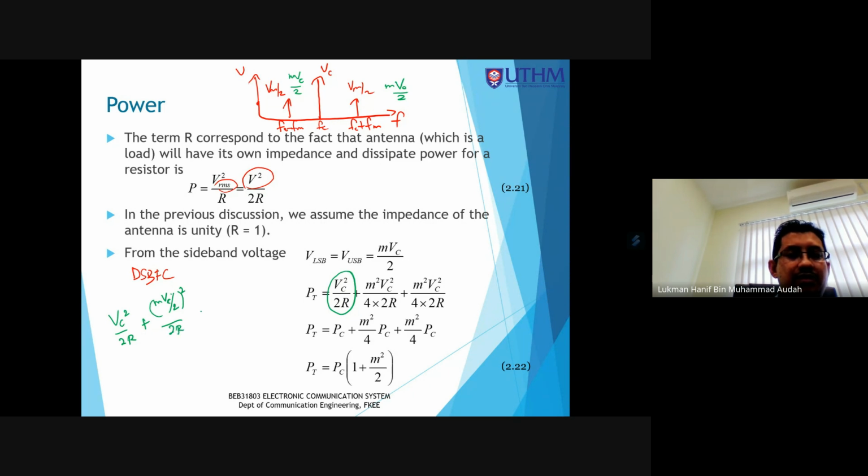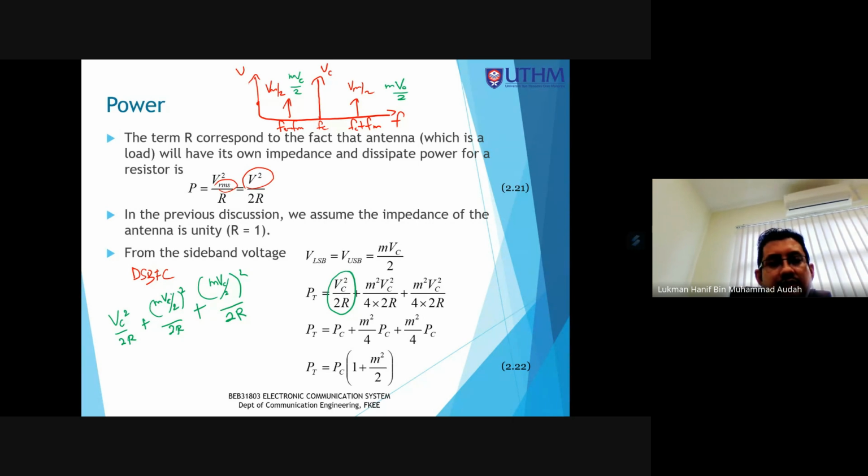Plus MVC over 2 square divided by 2R. So MVC square over 2R, MVC over 2 square. This is actually M square VC square over 4. So you're going to see that it is actually this part. The upper part is actually this one. MVC over 2 square is actually this one. And then you divide with 2R.